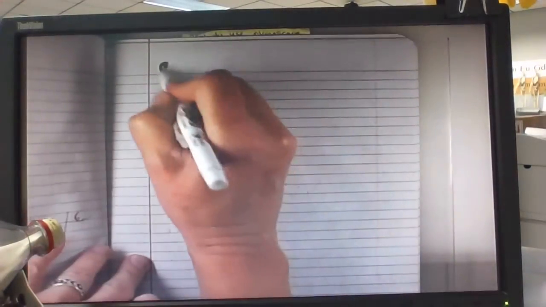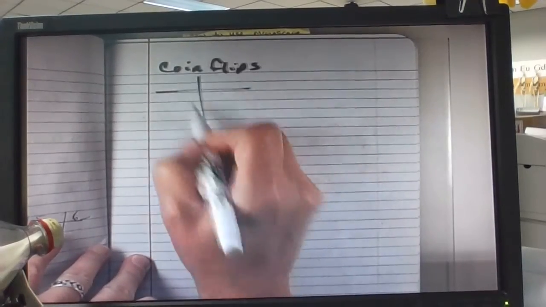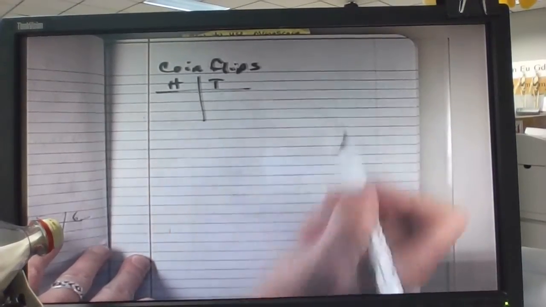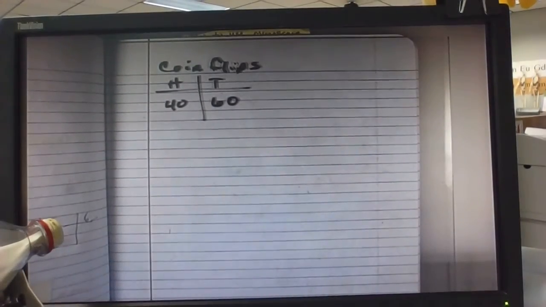Then on the next clean page, just at the top, write coin flips so you know what data you have. Do your heads, tails, and then write your totals in. Whatever your totals are.